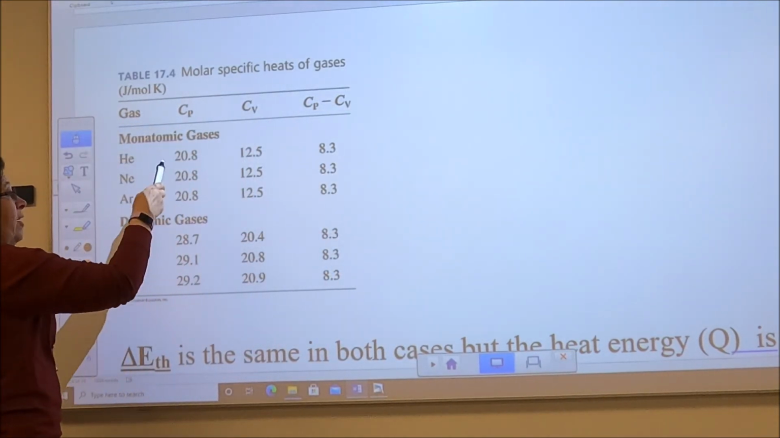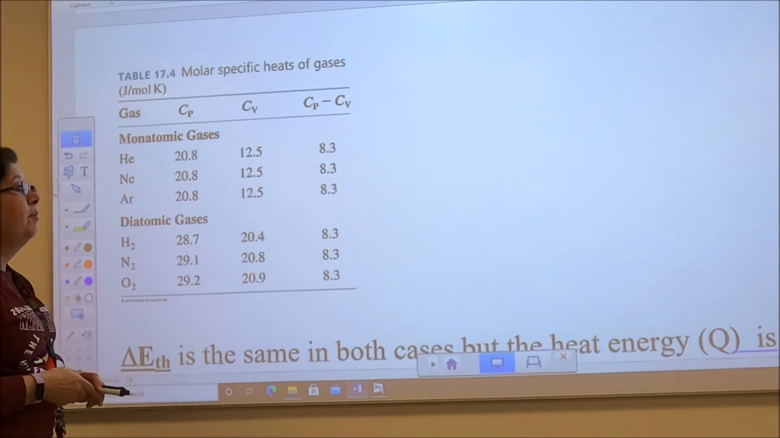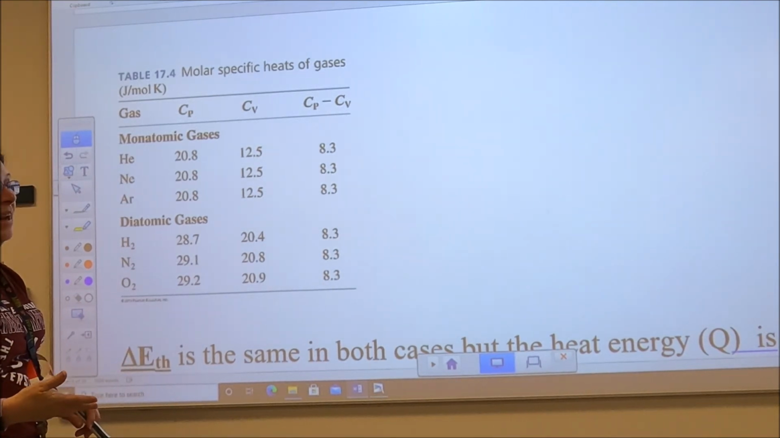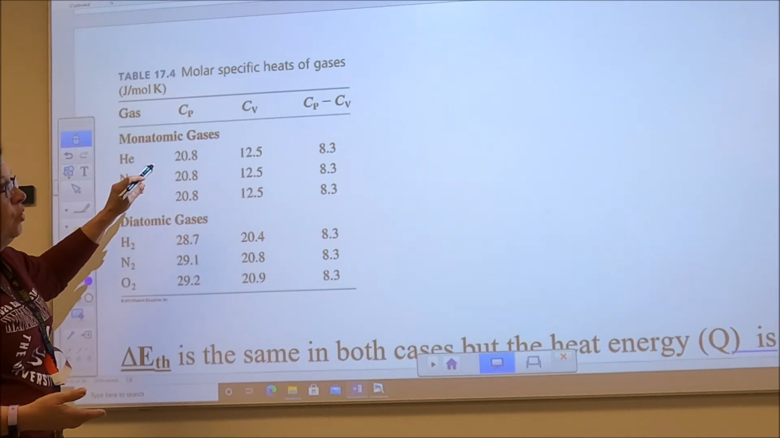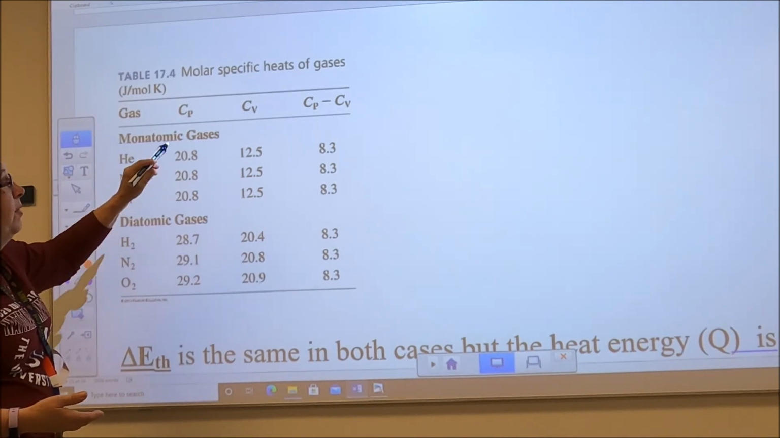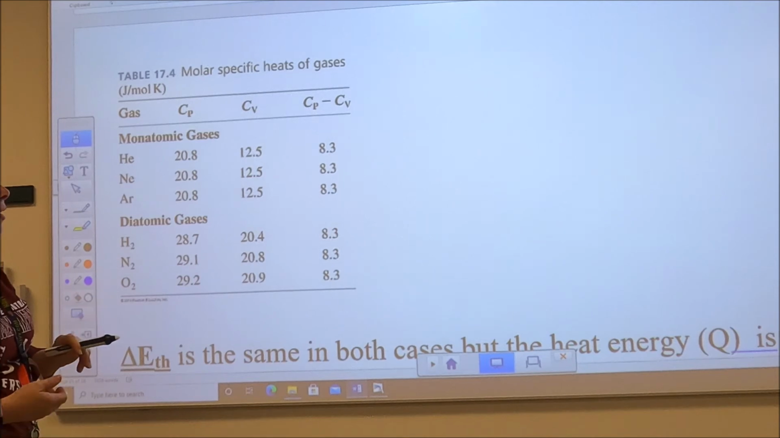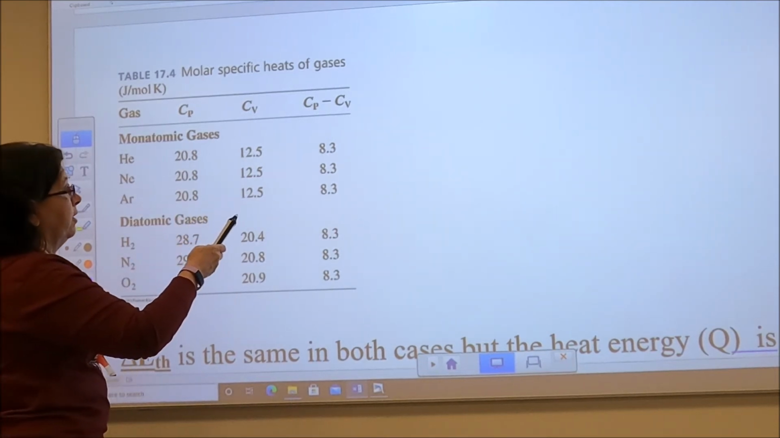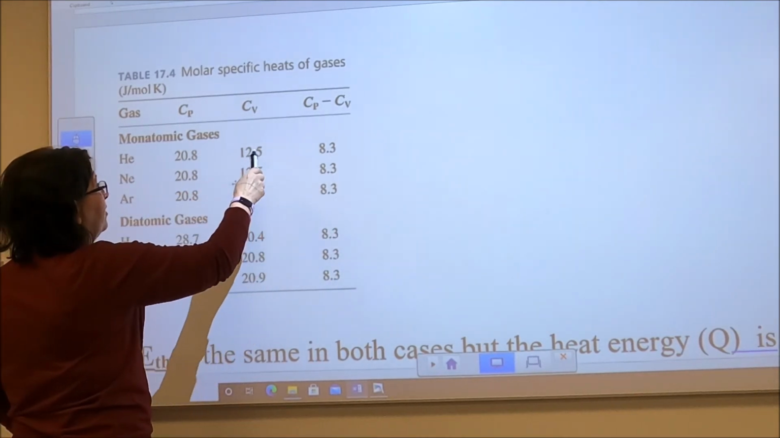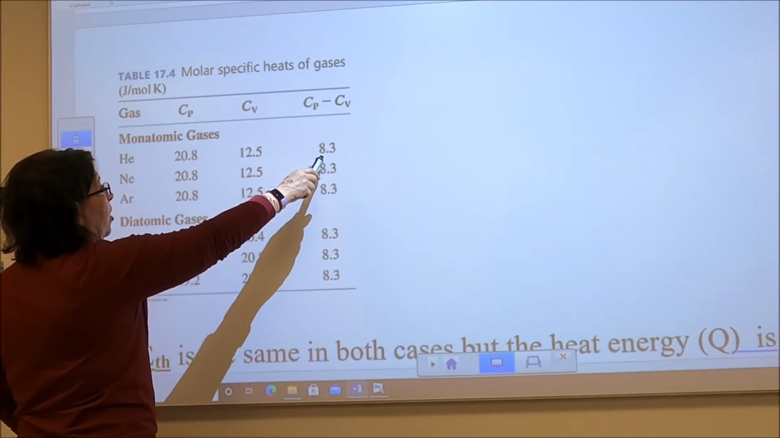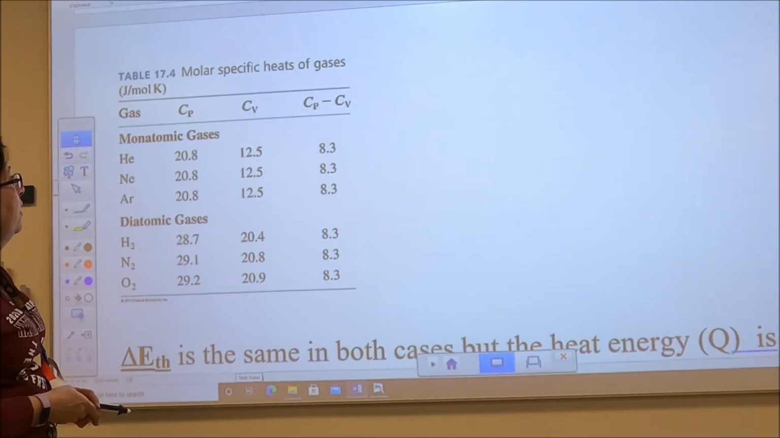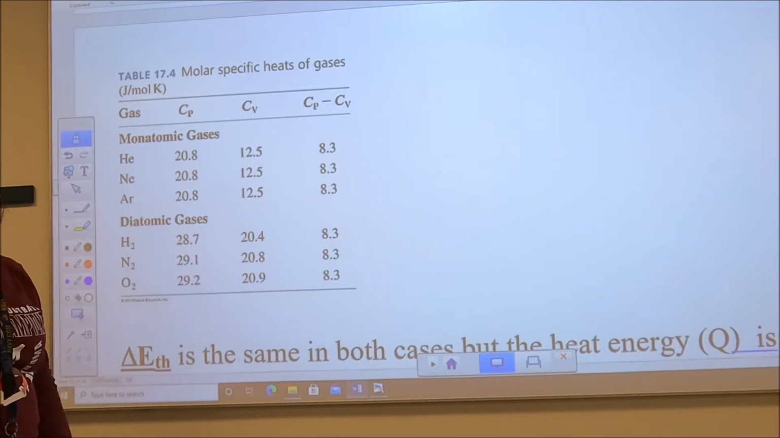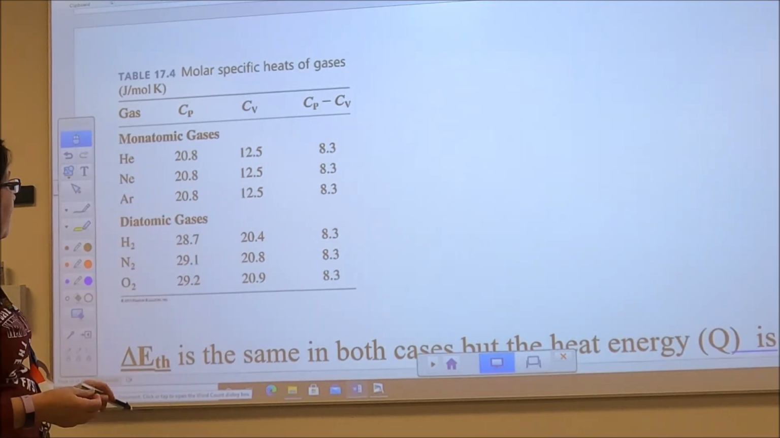C sub P is always going to be larger than C sub V because it always takes more heat energy under constant pressure situations to increase the thermal energy of the system than it does under constant volume, where there's no work done. I want you to also notice that C sub P minus C sub V is always 8.3. Essentially, it's R. The difference between C sub P and C sub V is R, the gas constant.